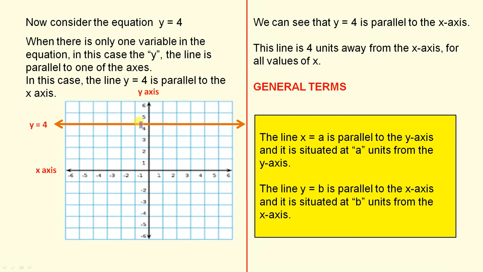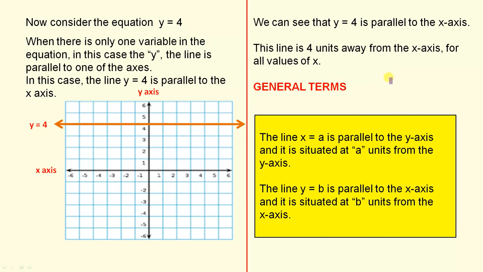So there is the line y equals 4, and you can see no matter what point you start from on the x-axis and you travel in that direction, each of those points is 4 units away from the x-axis. And that's why the equation of the line is y equals 4.